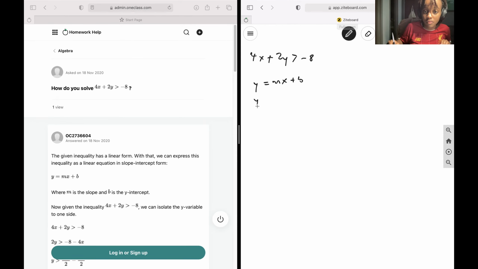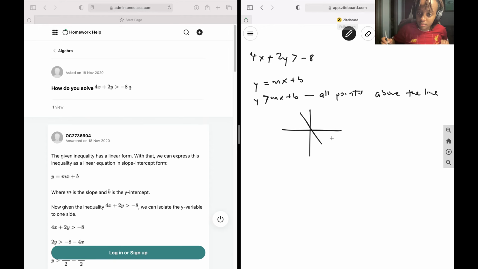So if we have y is greater than mx plus b, this means all points above the line. But not including the line, because the inequality isn't an equal sign, it's greater than. So if the line looks like that, for example, then we would typically draw a broken line instead to show that we are not including the line, and then you shade everywhere above it.